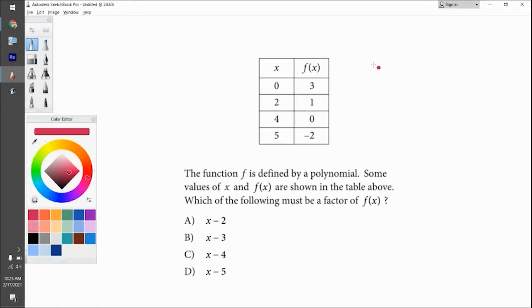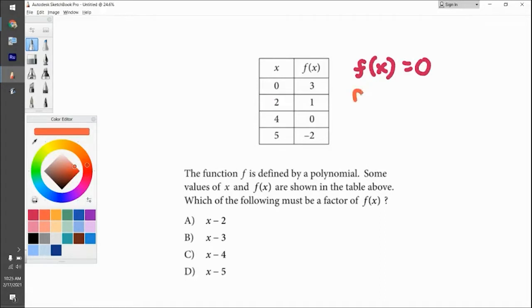So we have f of x. It's a polynomial. If we do f of x, it should be equal to 0 wherever there's a factor, wherever the x value causes a factor to be 0. So it's basically the root of it. So what you need to figure out is which one of these has that.